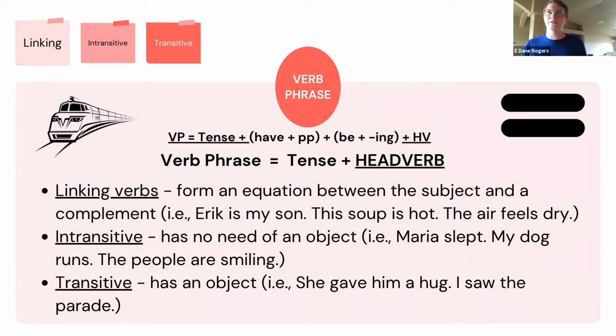However, the transitive verbs, which we have 4 different transitive patterns in English, these must have an object in order to make any sense. For example, she gave him a hug. If I take away any of these words, gave doesn't make sense. So I have she gave a hug. Well, to whom? She gave him what? We need to have, in this case, for gave, both.